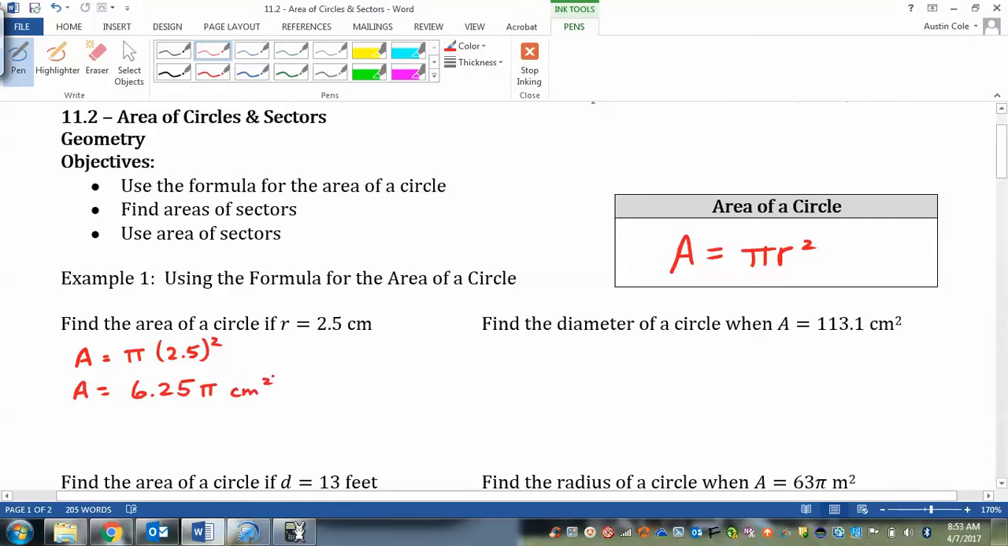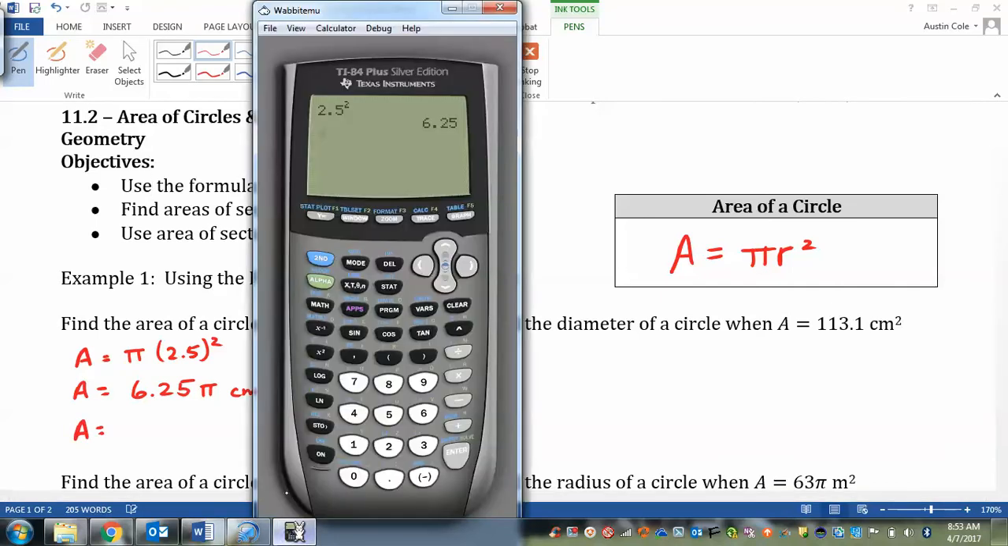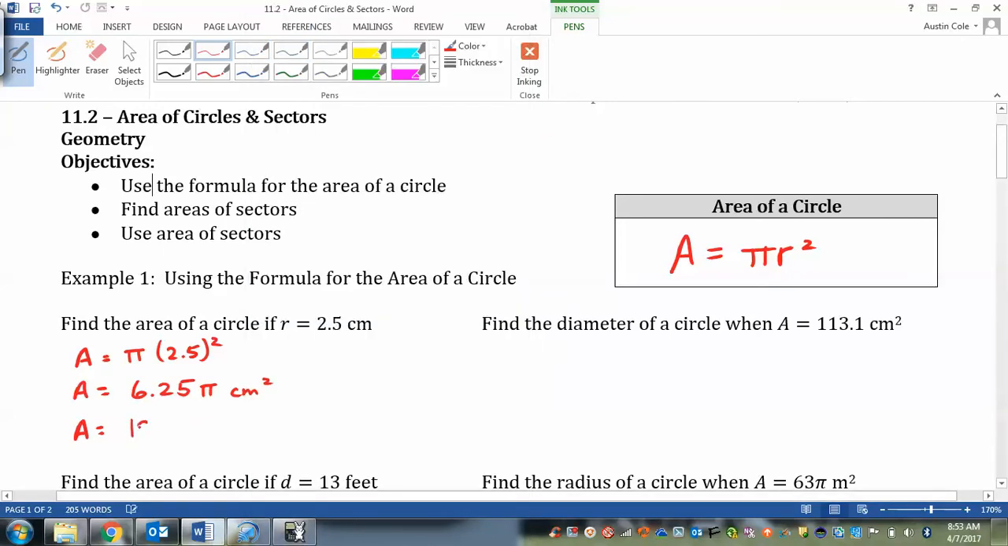Note that when we have our label with area, we're no longer talking about a linear measure. It is a measure that covers space, like this floor, so our label needs to be squared. If it doesn't say exact, then we can give a decimal approximation, which is going to be 6.25 times pi. And again, pi is our second caret key on our calculator, so 19.63 centimeters squared. I do not believe any on our homework say exact today.